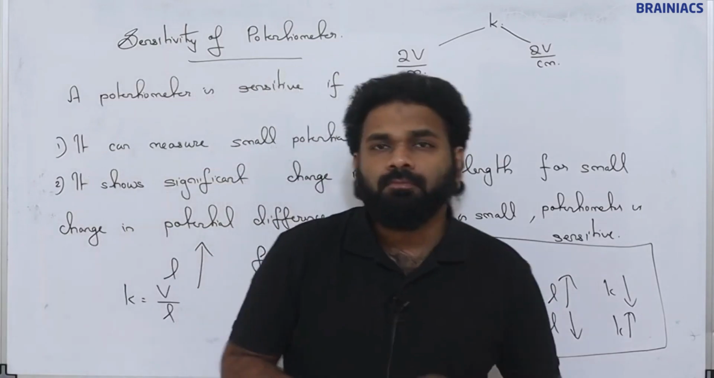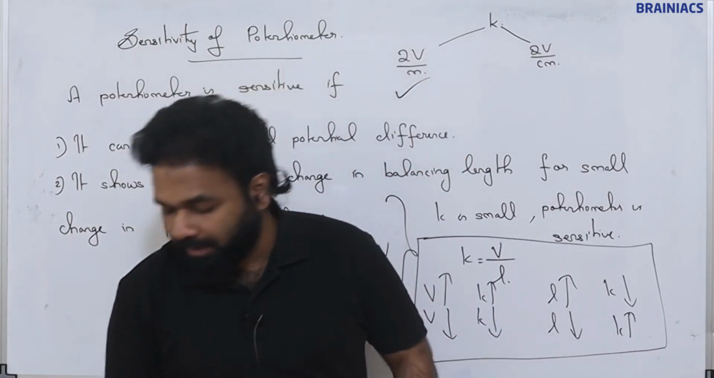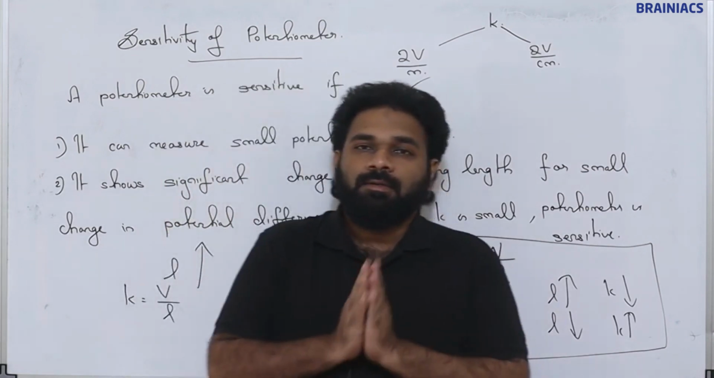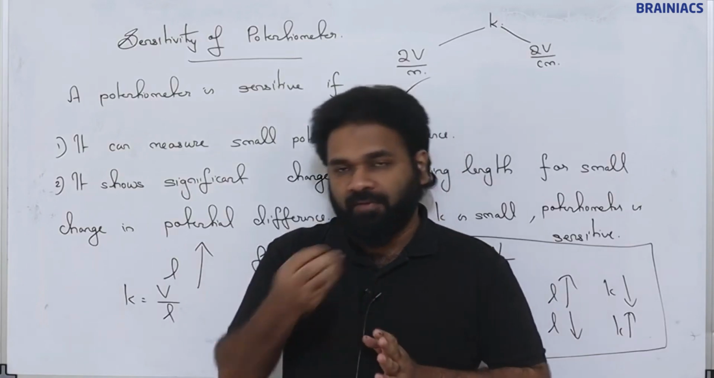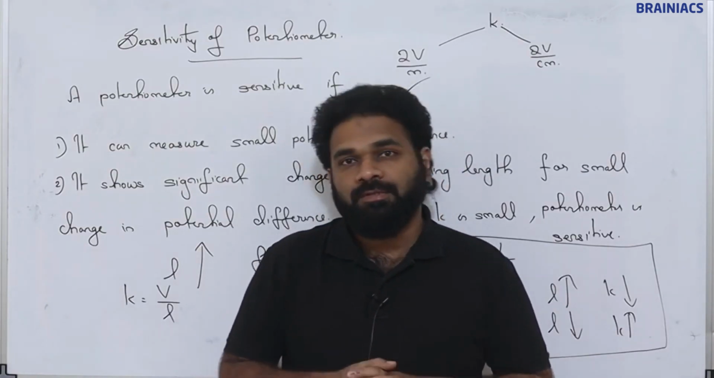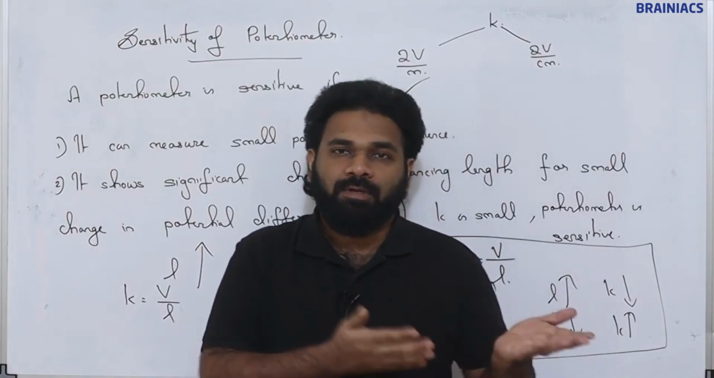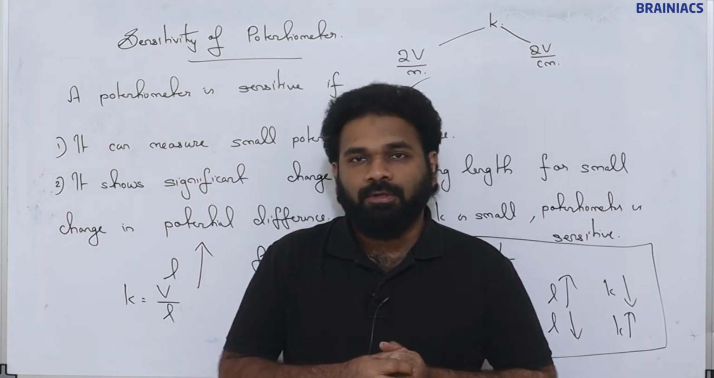So just understand the sensitivity of the potentiometer. Simple thing: just look at K, the potential gradient. If K is small, then the potentiometer is more sensitive. K is voltage divided by length. In that way we will be able to comment on that also.